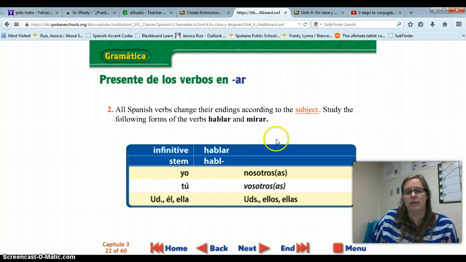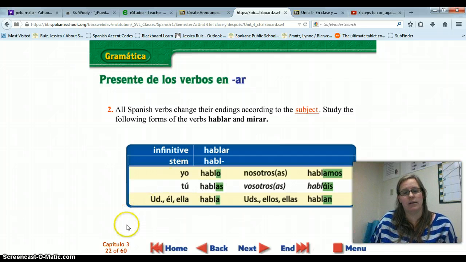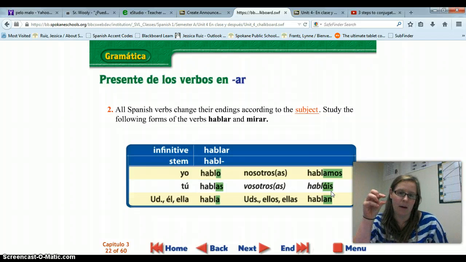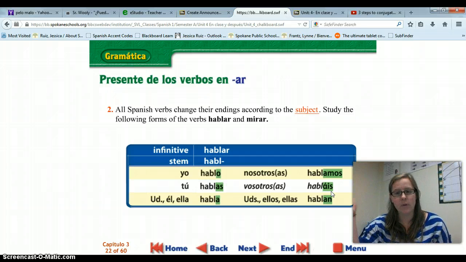And then what we're going to do next, I'm going to go ahead and click through. If you're in Blackboard, I'm on slide 22 of the interactive chalkboard, okay? So if we click through, we can see that we have different endings. So instead of changing the whole verb like we did before, we're just going to change the ending. And we're going to keep that stem. That stem stays intact, okay? So yo hablo, tú hablas, usted, él o ella habla, etc. Okay? Hablamos, habláis with an accent, and hablan.